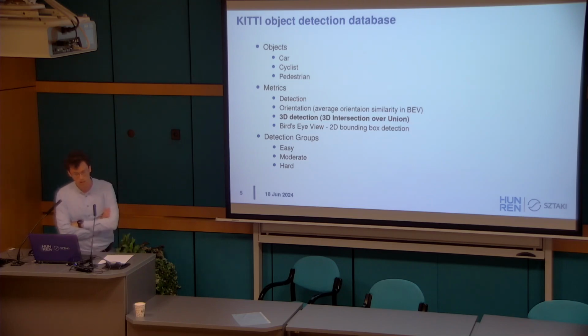Here are the KITTI object detection database metrics. We have detection, orientation, and 3D detection, which I highlighted because this is the hardest one, as we will see in the next slide. The detections are also grouped in the base KITTI dataset into easy, moderate, and hard. And we are looking for objects: cars, cyclists, and pedestrians.